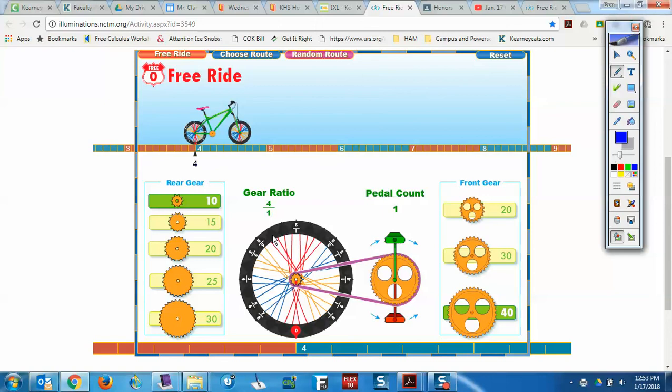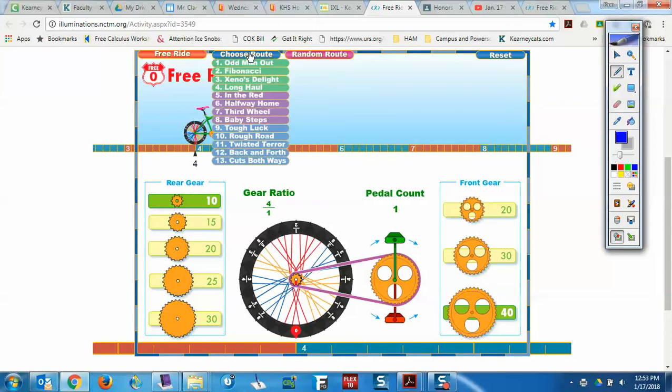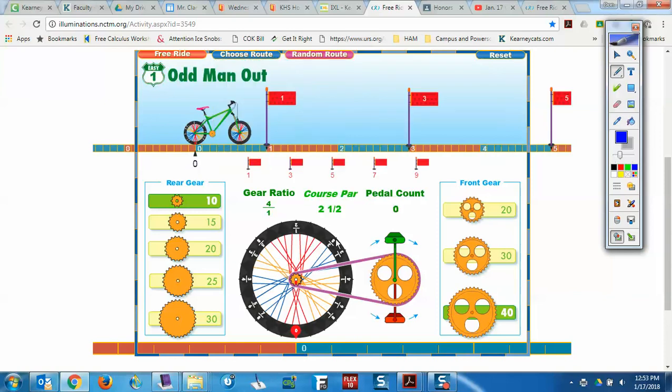Now, the game part of this, it was kind of fun, and these are easy ones here. If you go to choose route, so like odd man out, you're trying to hit these flags. I should turn up the sound. So exciting. Well, I think the sound is. So you want to hit those flags.